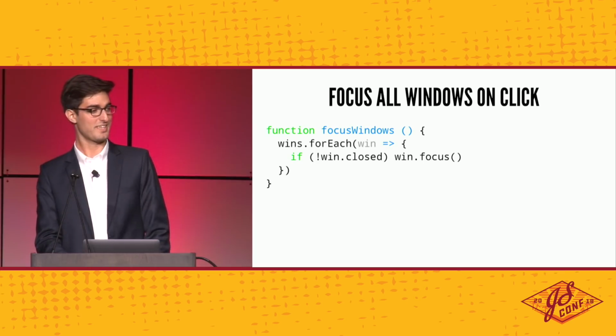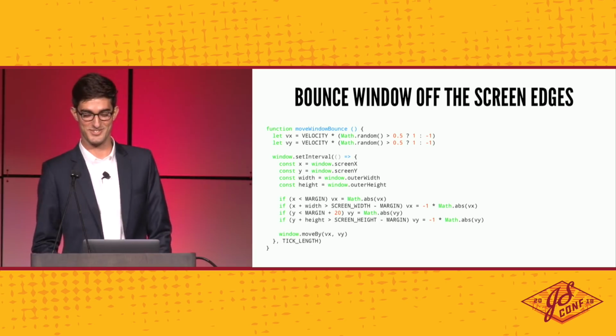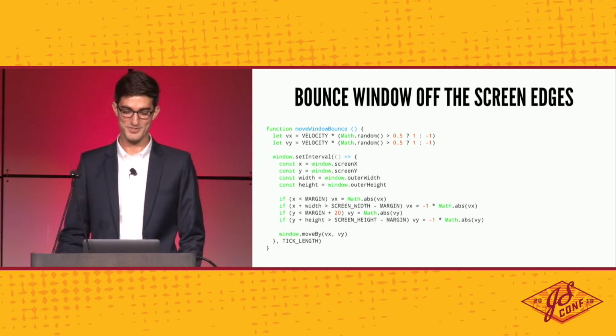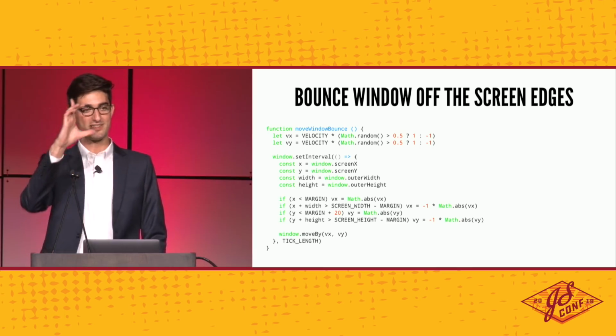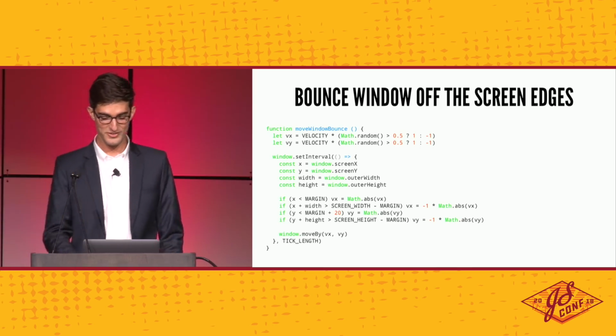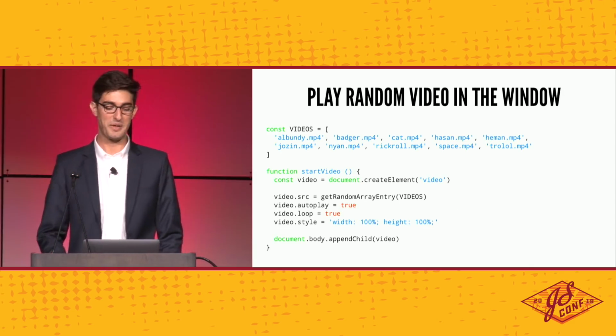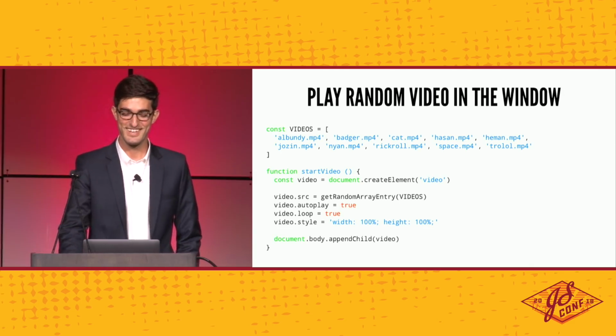OK, it gets worse. What if we bounce the windows off the screen edges? This little bit of code here, you're probably not going to be able to read it fast enough, but it just detects when the window hits an edge, and then it just inverts the direction. OK, let's also play a random video in the window.